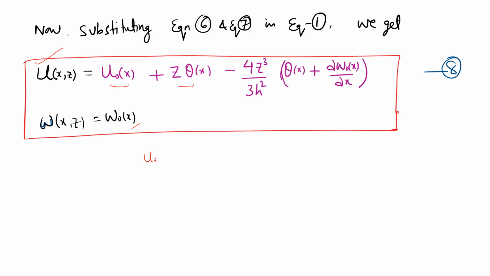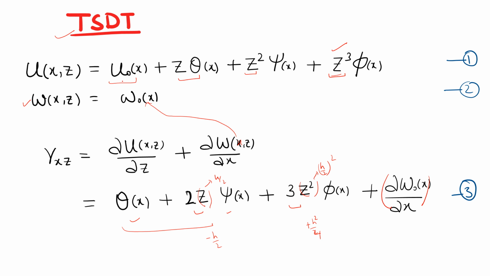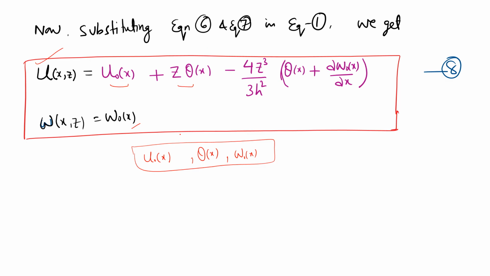So we now have u naught of x, theta of x, and w naught of x as unknowns. Only three unknowns now. In the previous one, in equation 1, how many unknowns did we have? We had u naught x, theta x, as well as psi x and phi x. So now, as you see, instead of 5 we have only 3 unknowns.